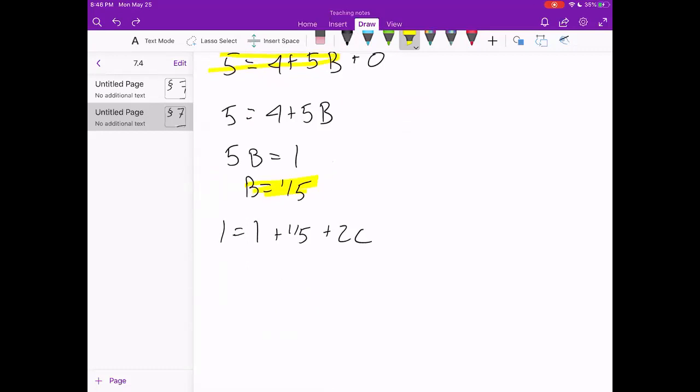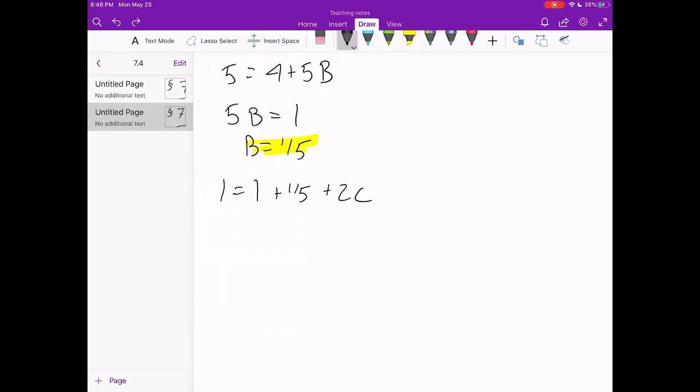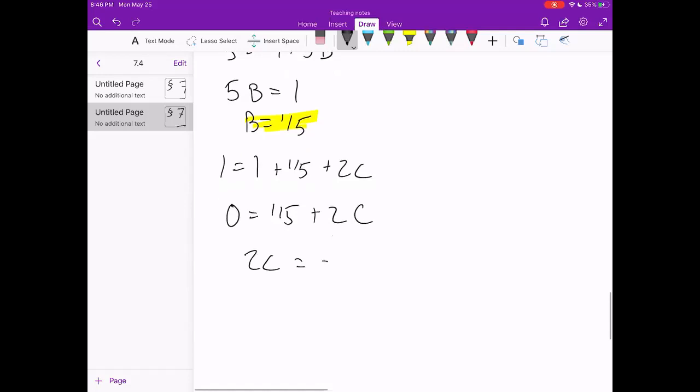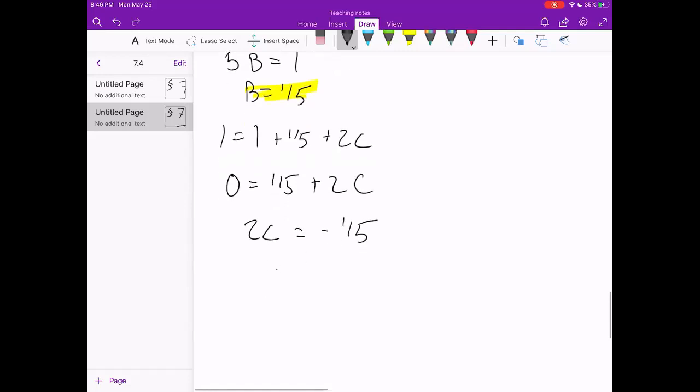Now I can solve this equation for c. So let's go ahead and do that. If I subtract 1 from both sides, I'm going to get 0 is equal to 1/5 plus 2c. So 2c is equal to negative 1/5. C is equal to negative 1 over 10. So according to my work, that is all correct so far.